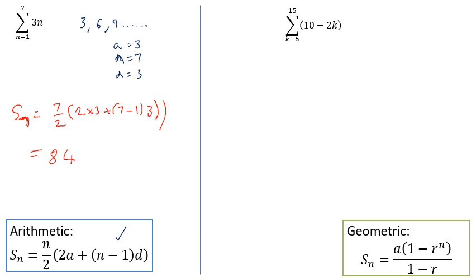Second example. Here we've got 10 minus 2k, and we are going between 5 and 15. So I'm just going to begin when k equals 5. That means the first term would be 0. When k equals 6, the second term, we would get negative 2. And when k equals 7, the third term, we would get negative 4, and so on. Therefore, this is also an arithmetic series.